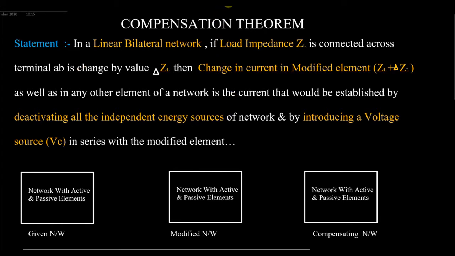The statement is that in a linear bilateral network, I have told you what is meant by a linear bilateral network. It consists of linear elements, and there should not be a change in the current when there is a change in the voltage polarity. If the load impedance ZL is connected across terminal AB, I will consider this as that linear bilateral network.